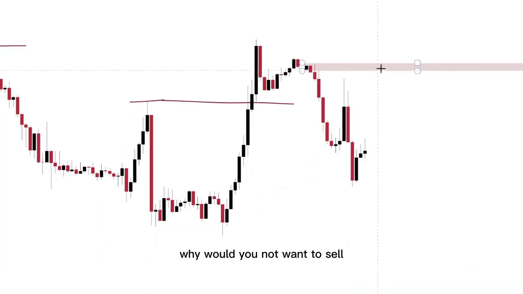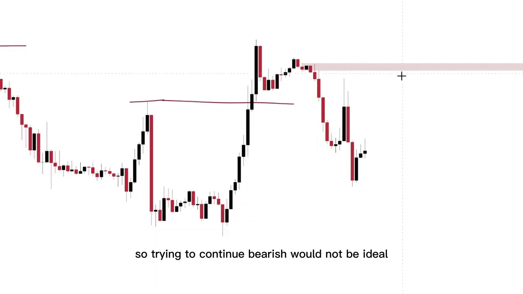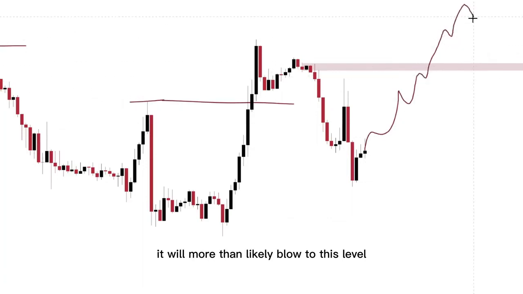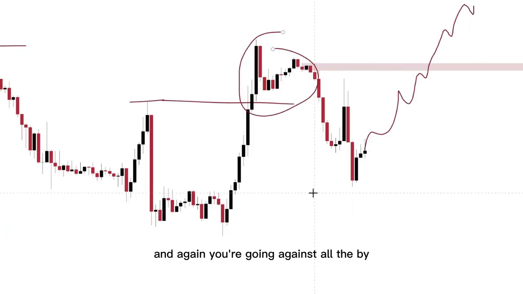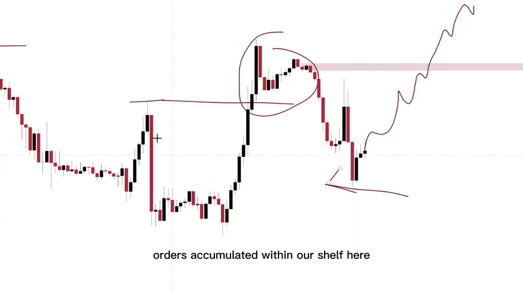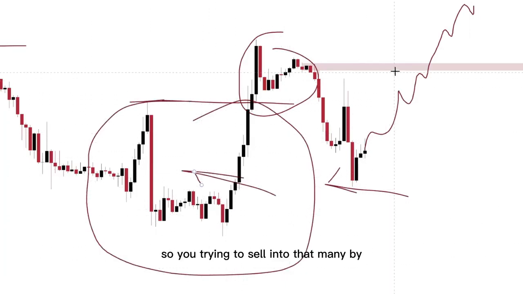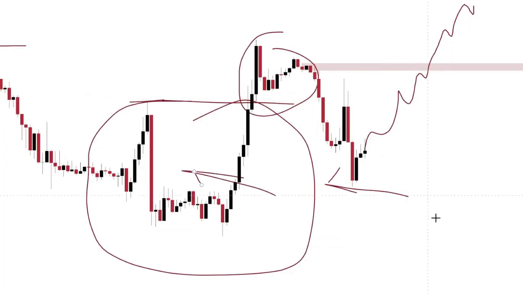Why would you not want to sell when price comes to this order block? Because price is changing character and price might change direction and continue bullish. So trying to continue bearish would not be ideal. And when price does reach this level, it will more than likely blow through to this level and continue with the initial change of character. And again, you're going against all the buy orders accumulated within our shelf here. This is where all the buy orders were. So trying to sell into that many buy orders is counter trend, and that will not work.